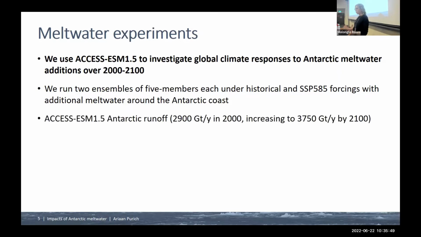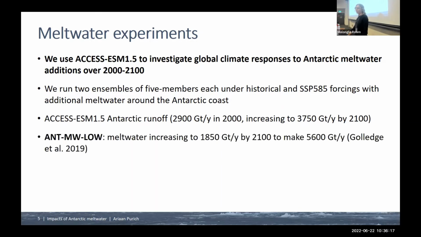ACCESS-NRI 1.5 already simulates Antarctic runoff, as I described for the schematic previously. And so this does increase over the 21st century as a result of a warming atmosphere able to hold more moisture and increasing precipitation over the Antarctic continent, but not at the rate of melting ice sheets and shelves. So we take this into account when we're applying meltwater additions around the margins to match ice sheet projections.